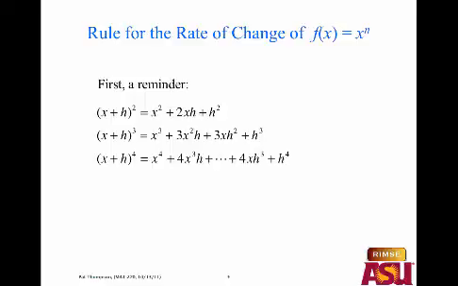And what happens? If it's x plus h to the 4th, we always start with x to the 4th, and we end with h to the 4th. In each term, as we go from term to term, the power of x goes down by 1, and the power of h goes up by 1. So the first one we get is x cubed with a single h. The next one will be x squared and h squared. Then x to the first h cubed, and then finally x to the 0, or no x's, and then h to the 4th.